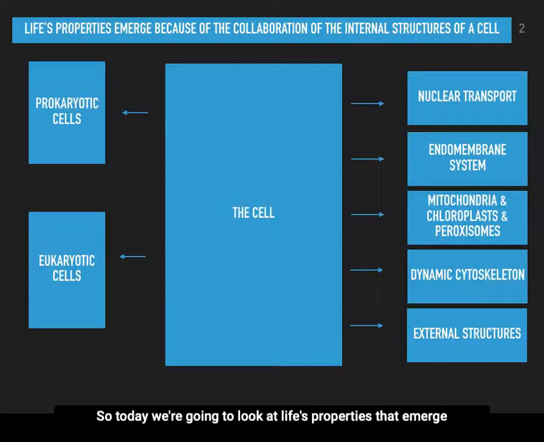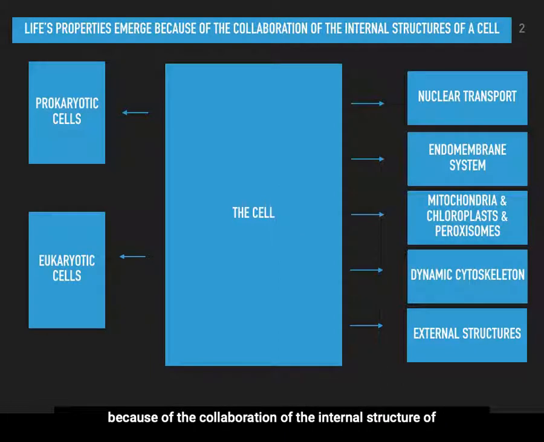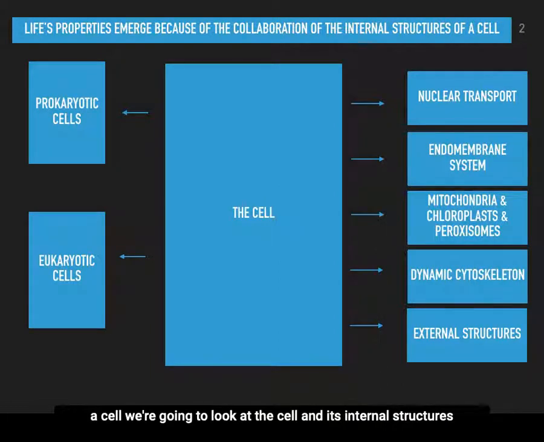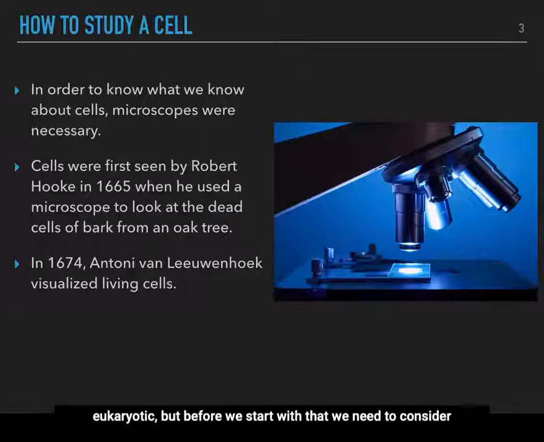So today we're going to look at life's properties that emerge because of the collaboration of the internal structure of a cell. We're going to look at the cell and its internal structures, and we're going to cover two types of cells, prokaryotic and eukaryotic. But before we start with that, we need to consider how to study a cell.